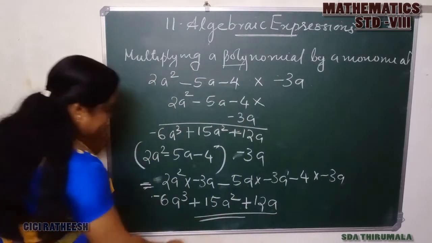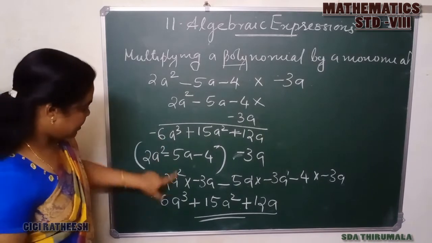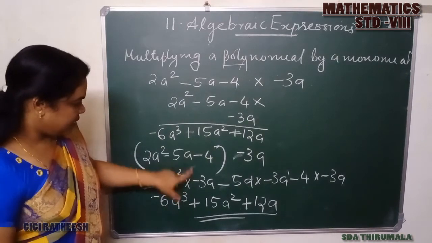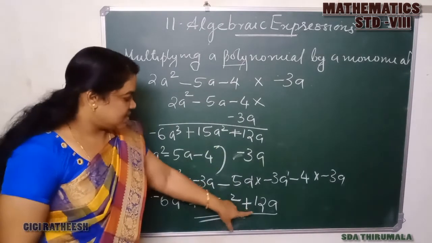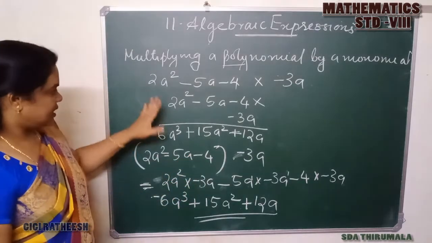This is the answer. These two answers are the same, that is minus 6a cube plus 15a square plus 12a. This is the alternative method and this is the first method.